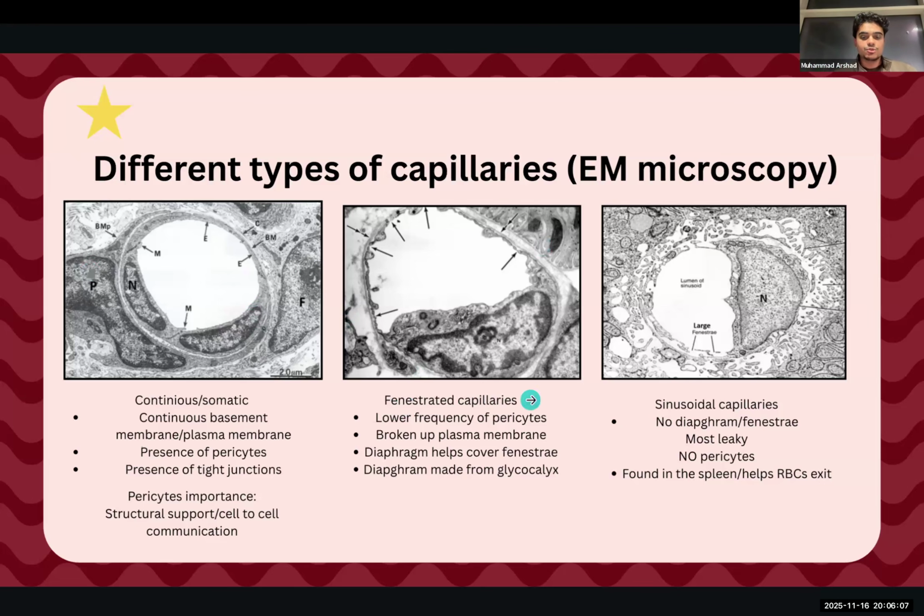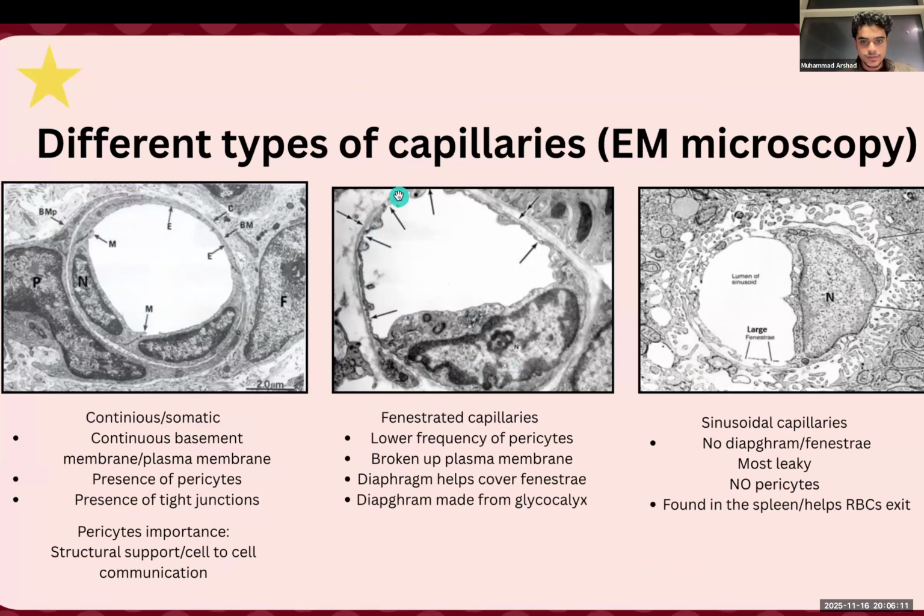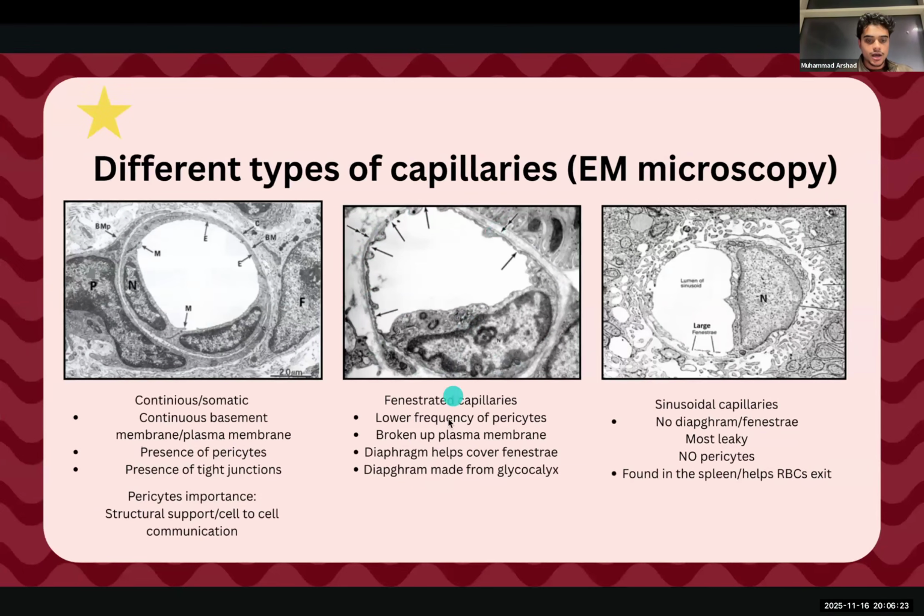Then you have fenestrated capillaries, which are kind of the intermediate, right? You have a broken up plasma membrane, as you can see here, but you have a diaphragm, which helps cover up the fenestrae. And I believe things can come and go through the diaphragm, because you have a broken up plasma membrane. You do have pericytes, but they exist at a lower frequency relative to the continuous or somatic capillaries. And you should know that the diaphragm is made from glycocalyx.